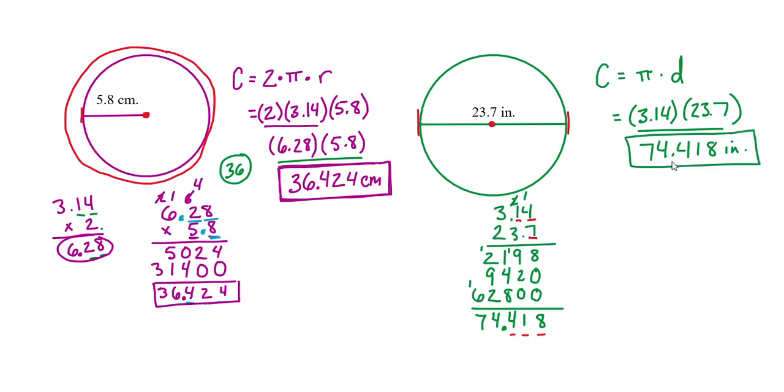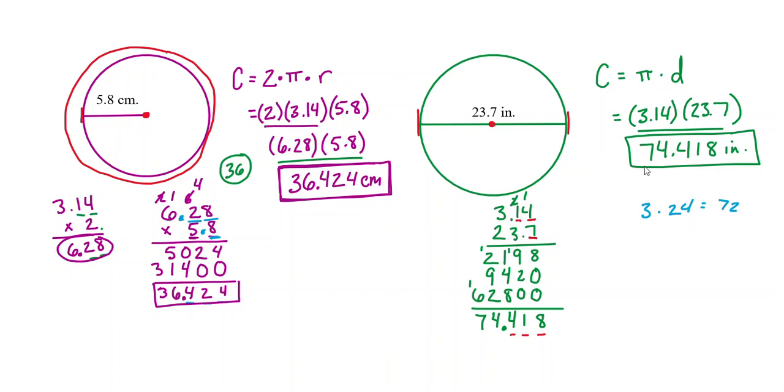Now, can we check this answer? Well, let's check it. 3.14 is approximately 3. 23.7 is about 24. The 3 times 24, well, 3 times 25 is 75. Right? 3 times 25 is 75. So 3 times 24 is 72, I think. And notice that I rounded the 23.7 up a bit, but the 3.14 rounded down a bit.